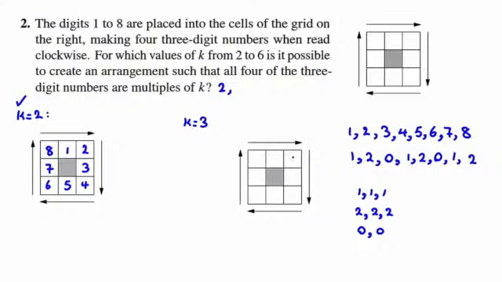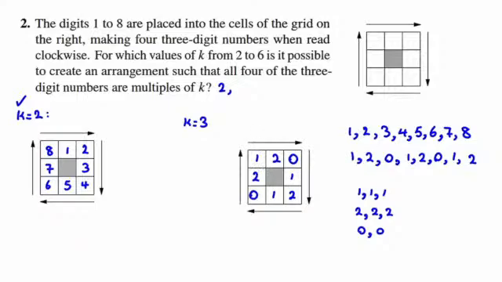Now here, if we want to create a number that is multiple of 3, we should select 1, 1, 1, or 2, 2, 2, or 1, 2, 0. So because we have 2 zeros, I select 0 here and here. So 1, 2, 0, 1, 2, 0, 1, 2, 0. Let's see, we have 3 twos, 3 ones. And it is multiple of 3, multiple of 3, multiple of 3, multiple of 3.